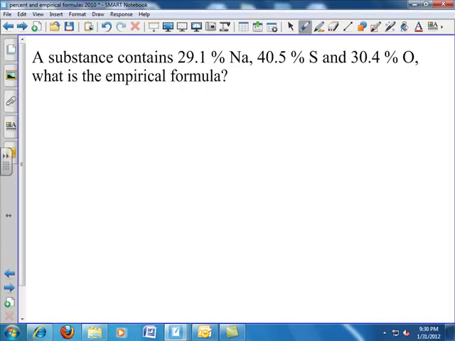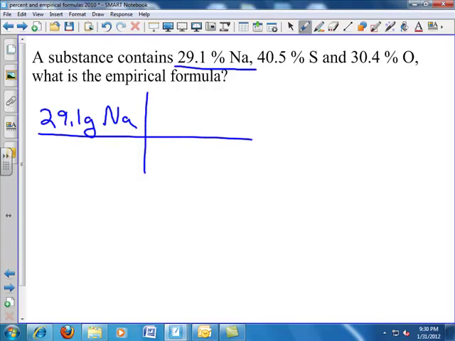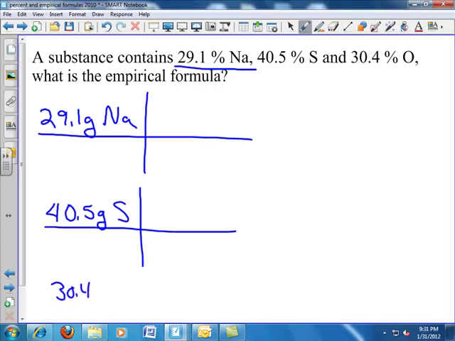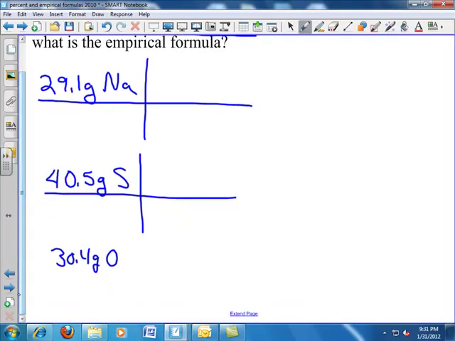So, on one line, our first step is to change the percents to grams. So 29.1% sodium is 29.1 grams of Na, and we're going to do a T-box with that, so leave yourself some room when you write down sulfur, okay? So I'm going to go down a little bit on my page, and I'm going to change the 40.5% sulfur to 40.5 grams of sulfur. And in my next step, we're going to do a T-box with that, so I'm going to leave that. And then we're going to do 30.4 grams of oxygen. Okay, so that was step one.